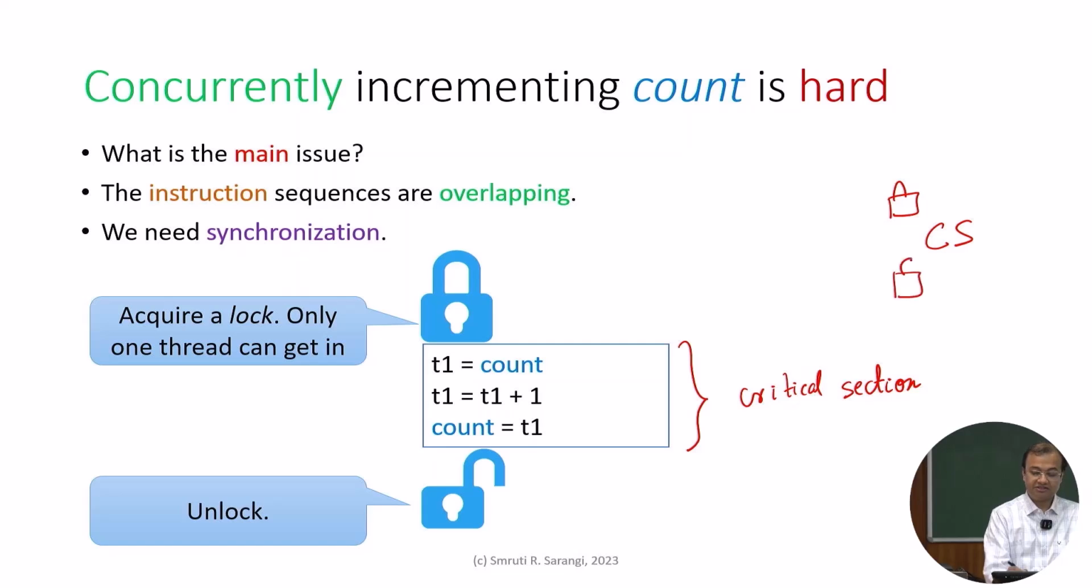Once you exit the CS, you unlock it. Then some other thread can acquire the lock and again execute the CS and again unlock it. So this is how it happens. In a certain sense, even though they are parallel threads, insofar as the critical section is concerned, they become sequential. One runs, then another, then another. Then they parallelize immediately after leaving this. So this ensures that you have correctness, and the kind of situation we saw in the last slide will not happen.